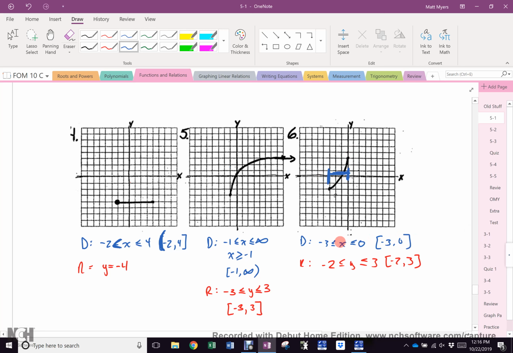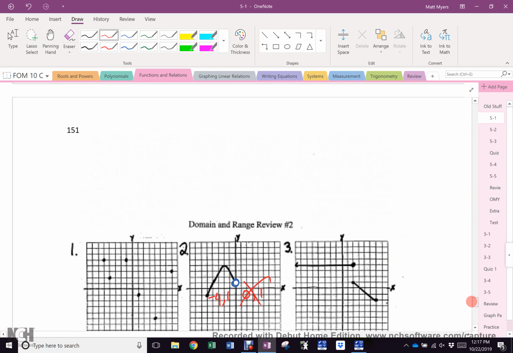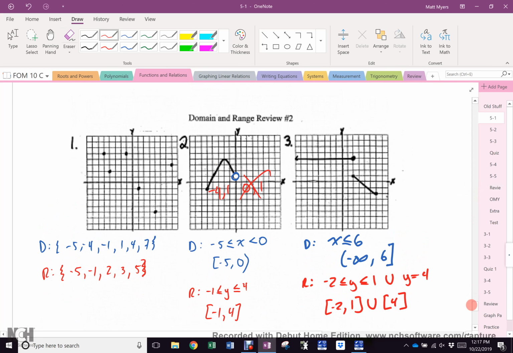Square brackets because there's equal thens. Oh, the 0 looks like a 6, so I'm very confused. Oh, I see. Okay. And then range is the same thing. Yes? Alrighty then. Here is the next page. Also done with both. Except some of them were weird. Like number 1 here, you couldn't use interval notation. You had to list it because there's no line.